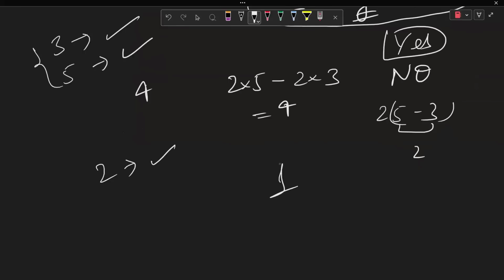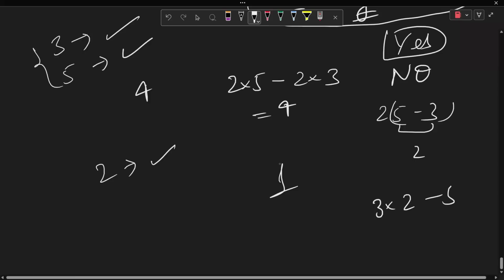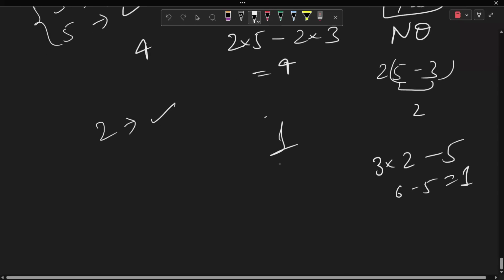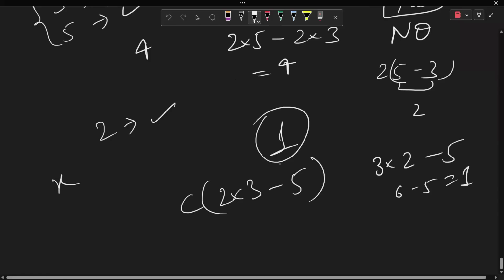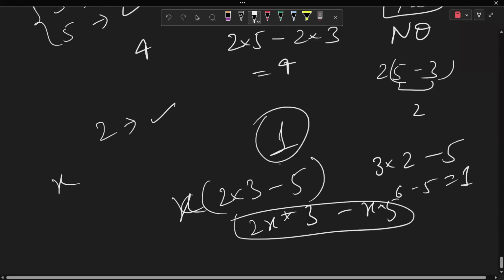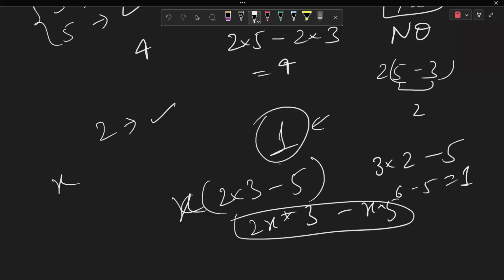And can you make 1 here? If you look closely, you can do 3 into 2 minus 5. 6 minus 5 would be 1. So if you get a 1 here, it means you can make all the numbers. So you can take 2 into 3 minus 5, multiplied by x. If you want to get x, write an x here. It means you are doing 2x times 3 and x times 5. You would get x. So here actually you can get any number. If you can get a 1, you can get any number. That's what you have to realize.